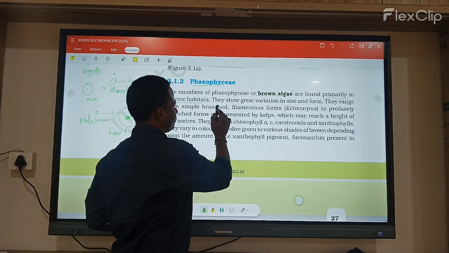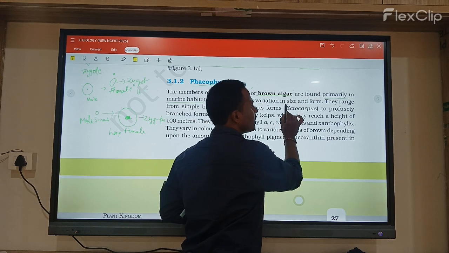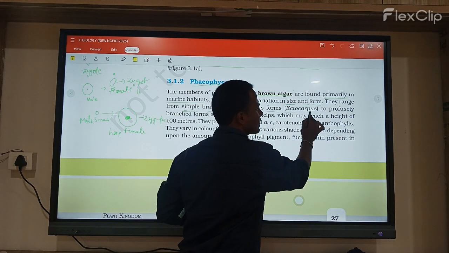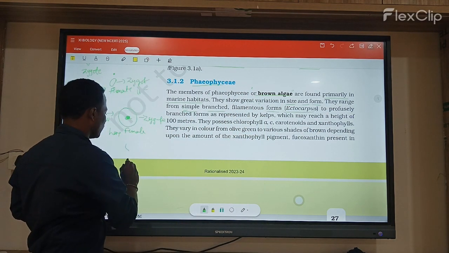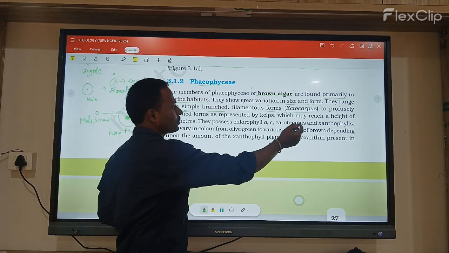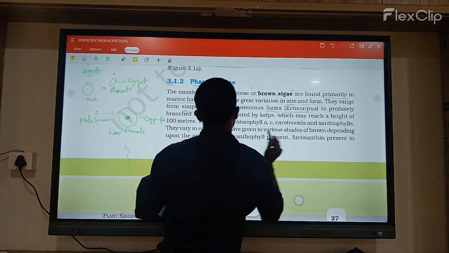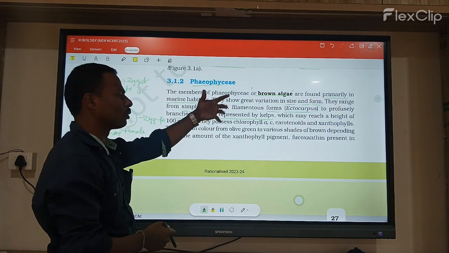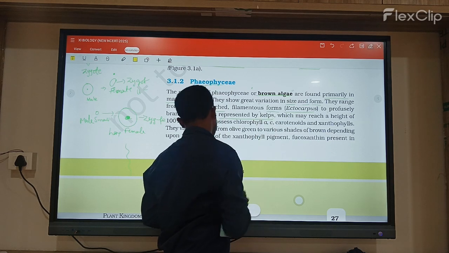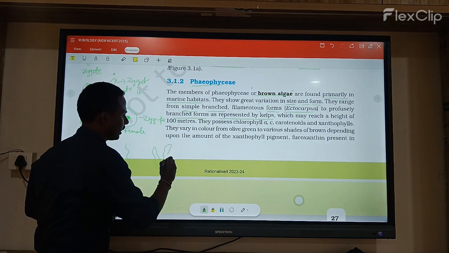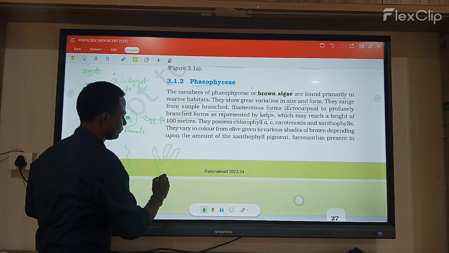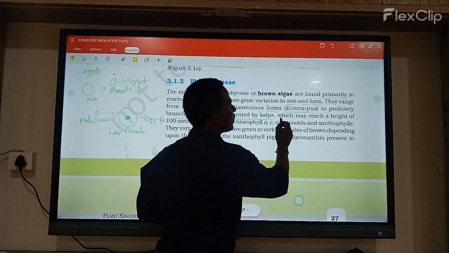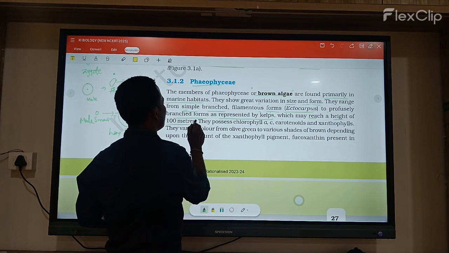Marine habitats. Next, they show great variation in size and form, ranging from simple branched filamentous forms like Ectocarpus to profusely branched forms like the kelps. Kelps mostly grow up to 500 meters, they reach a height of up to 100 meters.